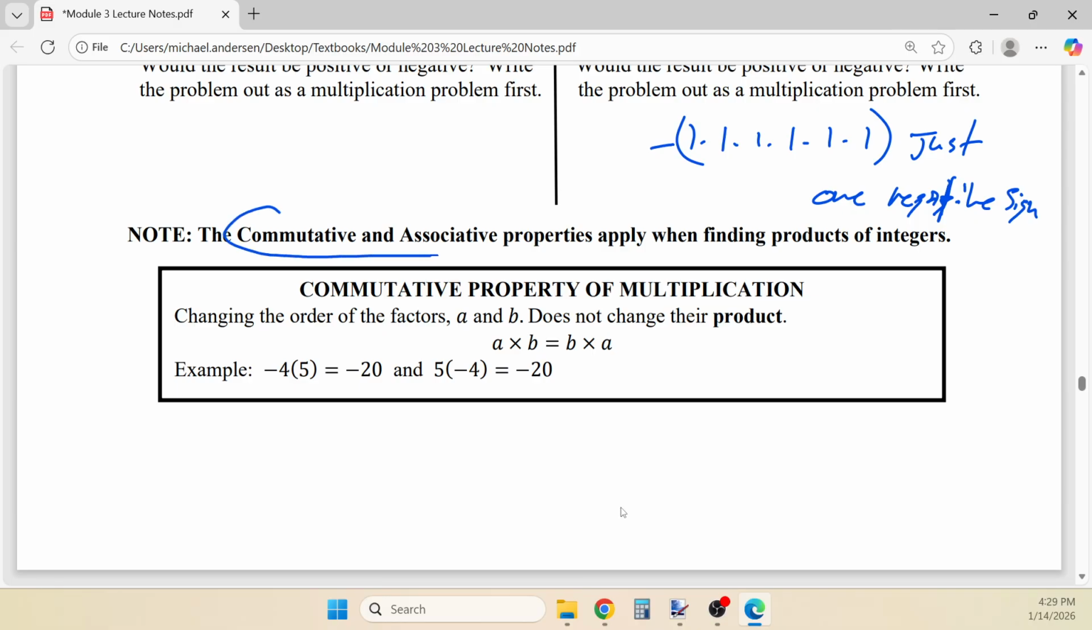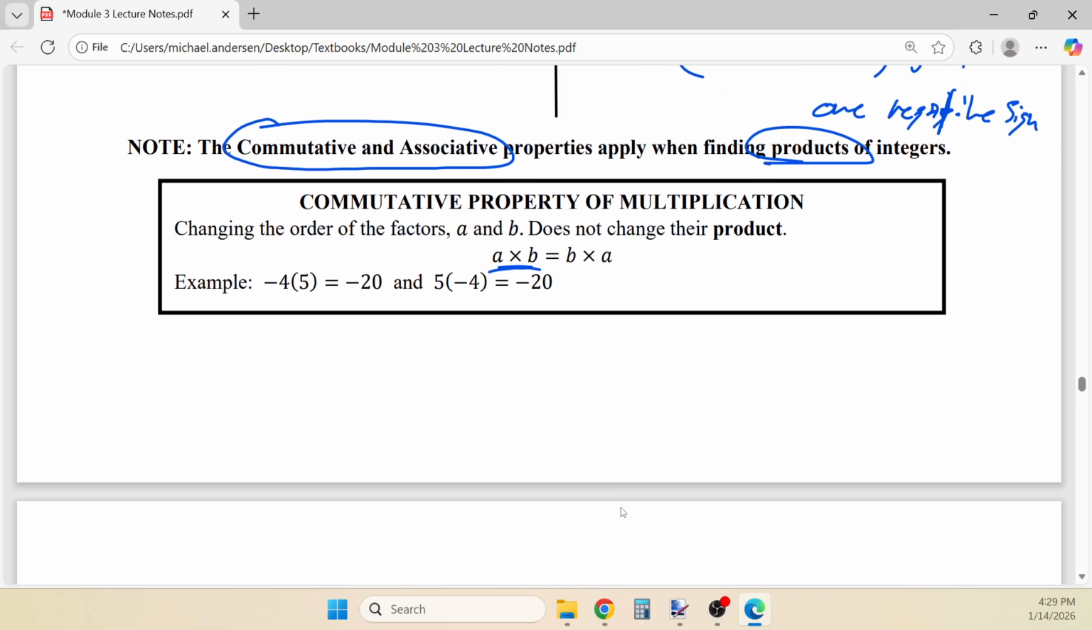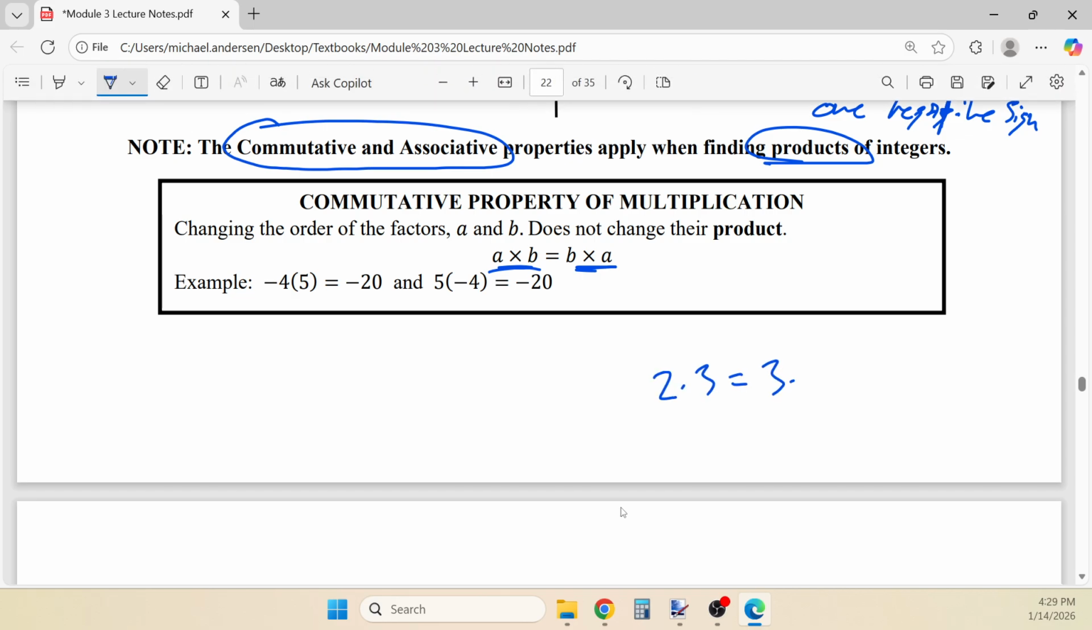Just like addition, we are commutative and associative when we are talking about multiplication. Product means multiplication. So we can swap the order of A and B and get the same number. That is 2 times 3 equals 3 times 2, or 10 times 7 equals 7 times 10. Okay, that's the commutative property.